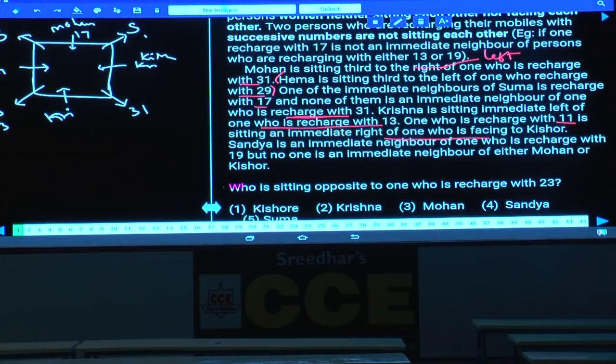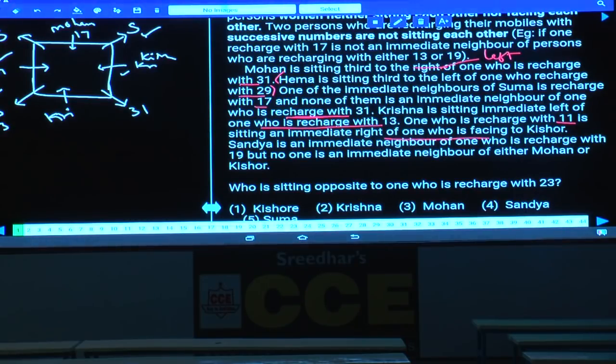This person will be opposite, and on the right hand side is this person. Or if you take Kishore at this place, opposite and on the right hand side this person must be 11, isn't it? Then one who recharged with 11 is an immediate right of the one who is facing Kishore. Sanjay is an immediate neighbor of the one who recharged with 19.